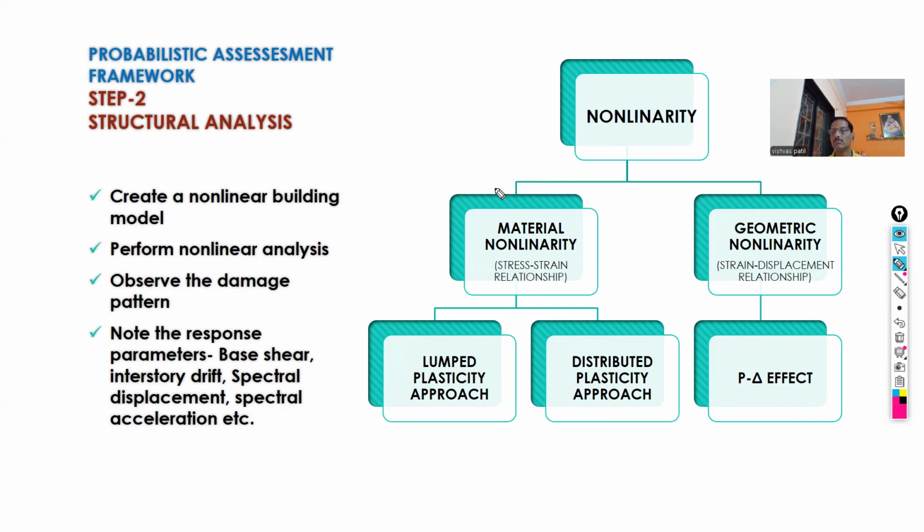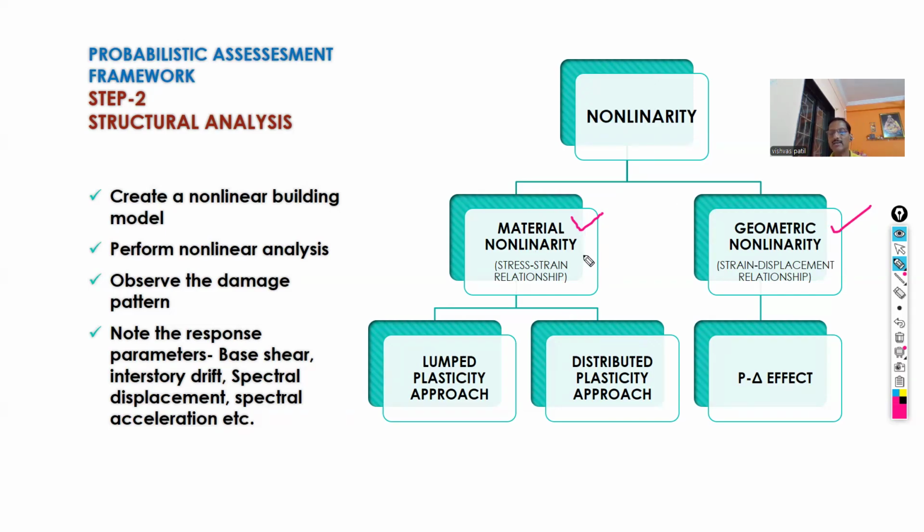Now, in between, to convert the regular model into a nonlinear model, we have to assign nonlinear properties to the beams, columns, and other important elements of the structure like shear walls. Otherwise, the structure will not deform in the inelastic range. It will remain elastic only, showing only linear behavior. Therefore it is required to assign nonlinear properties. Nonlinear properties are of two types: first is material nonlinearity and second is geometric nonlinearity. Both nonlinearities are required to be assigned.